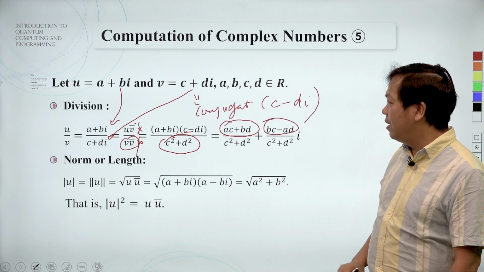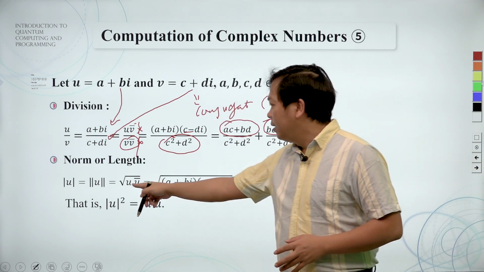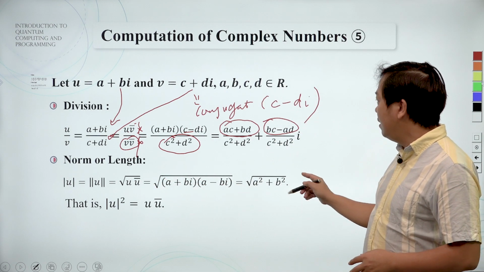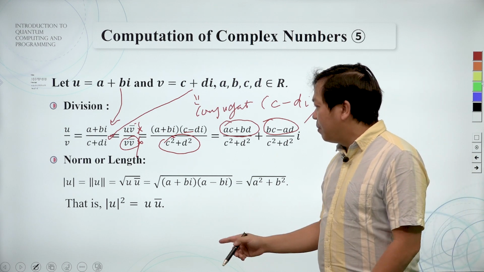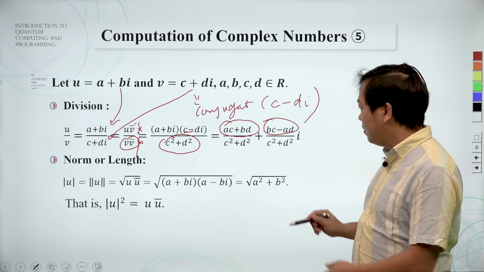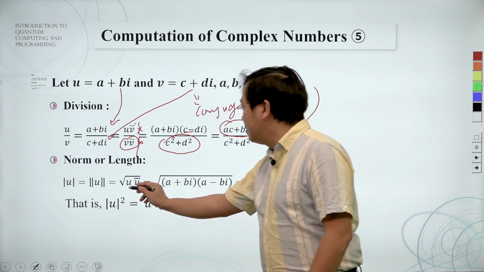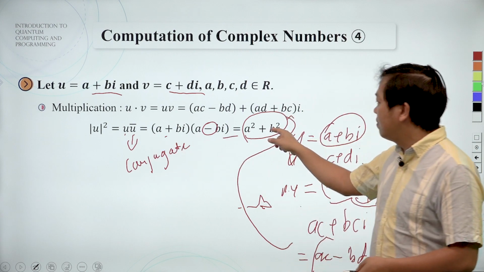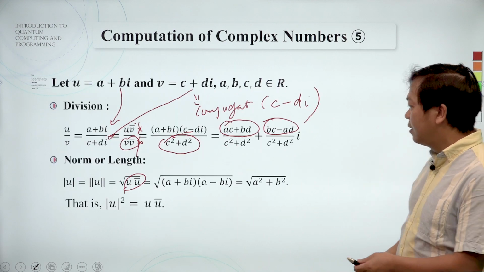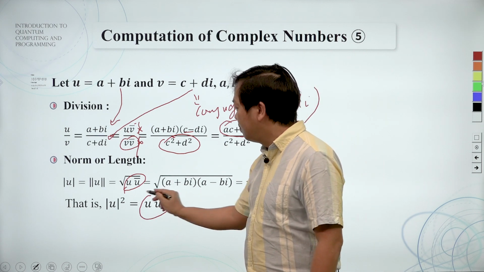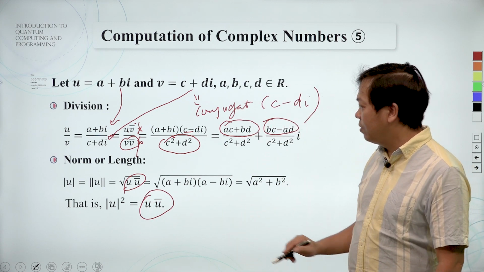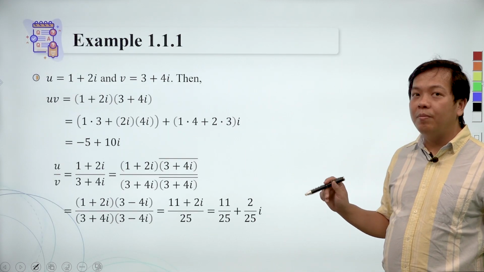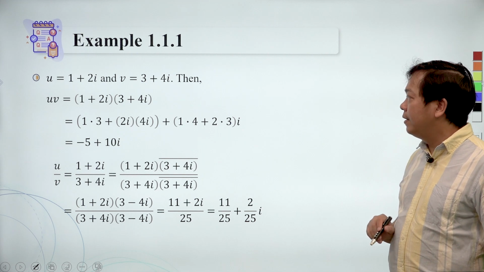The length of a vector is equal to the square root of vector U times the conjugate vector U. So actually we can do it very quickly. If you see the previous slide, you can get this value. So U square is equal to U times U conjugate. And this is an example of how we can multiply two vectors.